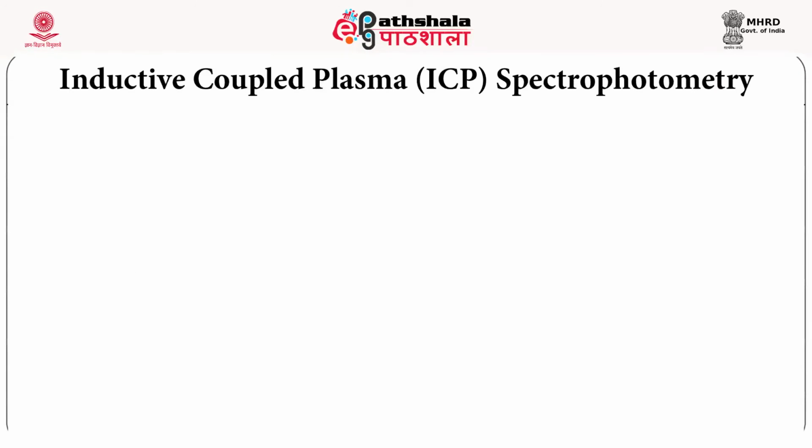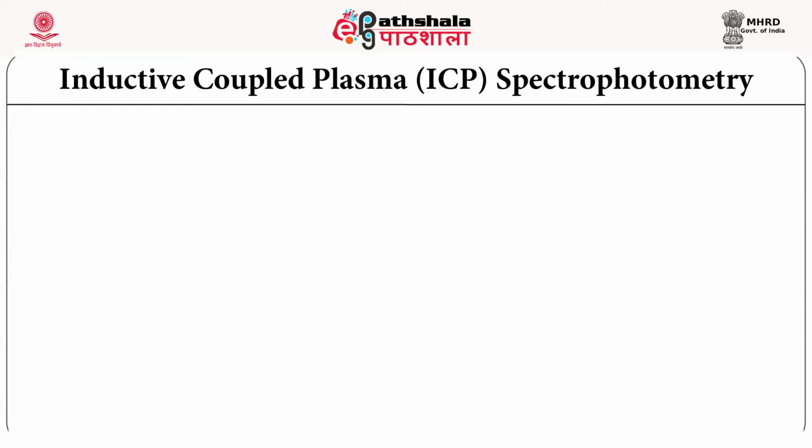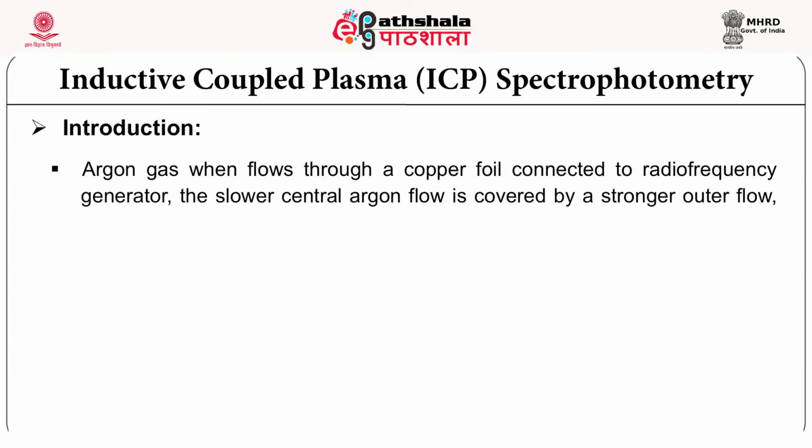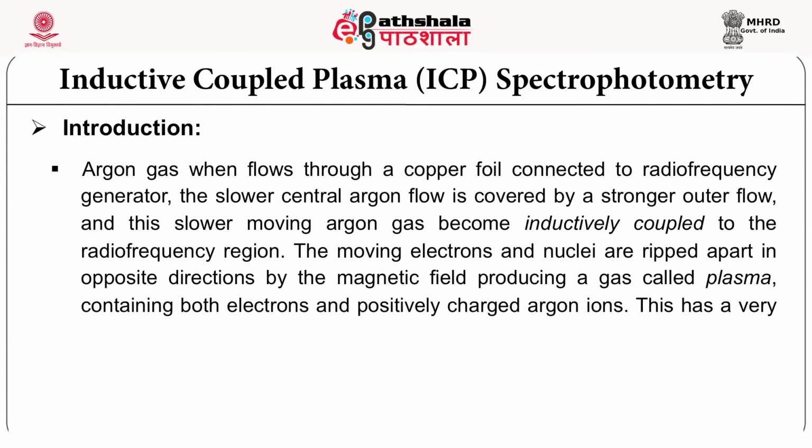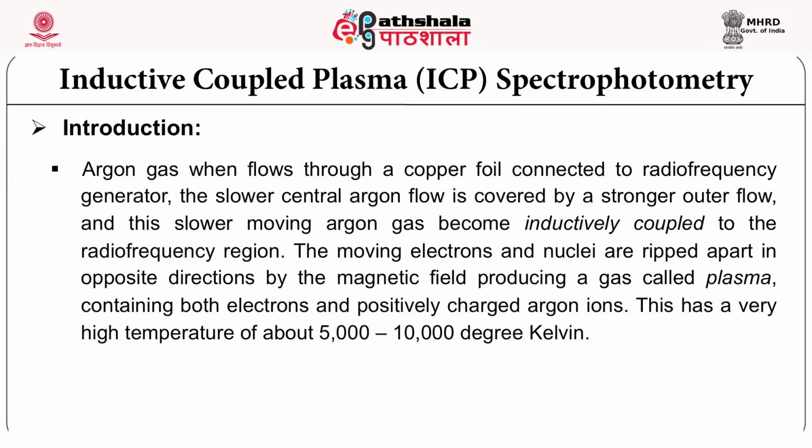Inductively coupled plasma spectrophotometry, which is abbreviated as ICP. Let us have the introductory part. Argon gas flows through a copper foil connected to a radio frequency generator; the slower central argon flow is covered by a stronger outer flow, and this slower moving argon gas becomes inductively coupled to the radio frequency region.